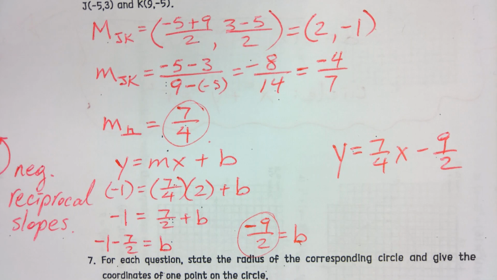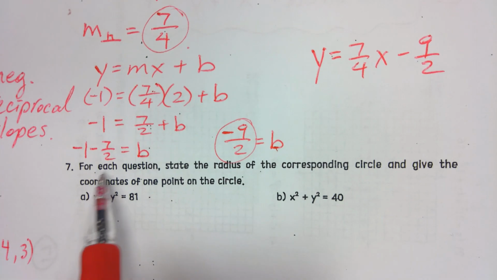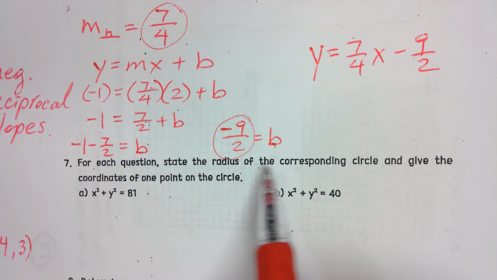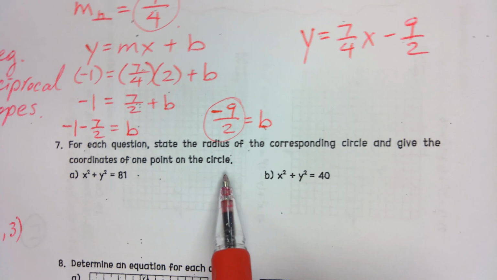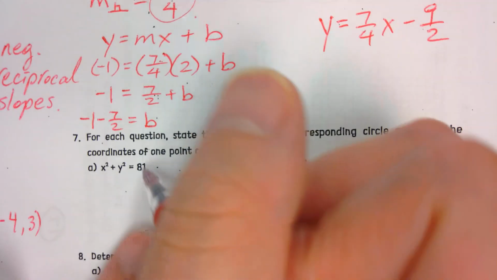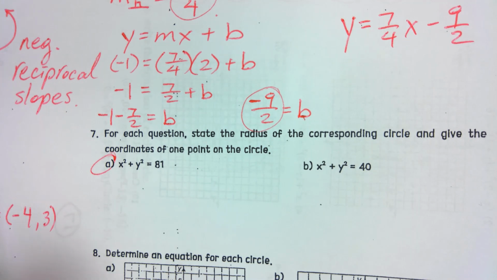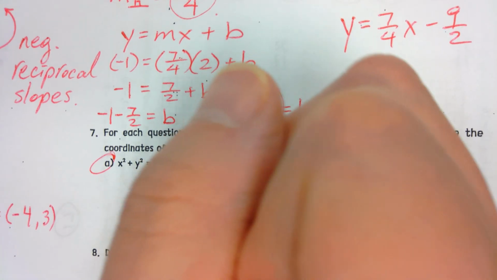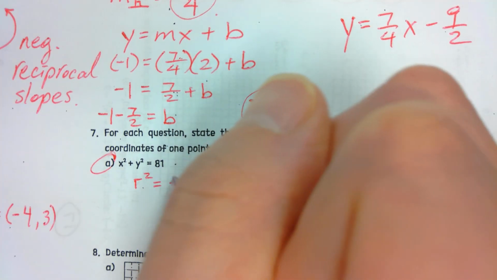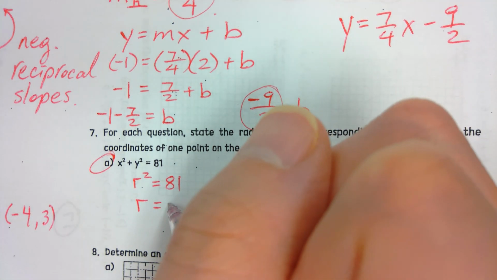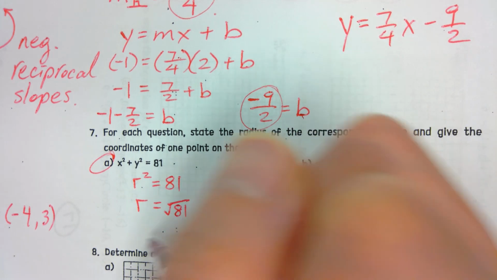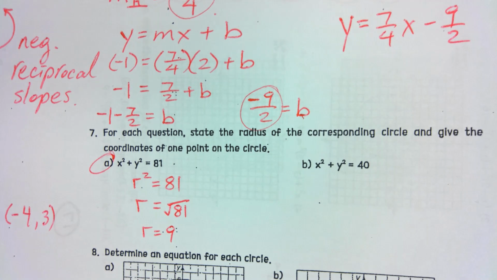I'll take up the rest of this first, and then at the end, I want to do the third type, which is altitude. Okay. For each question, take the radius of the corresponding circle and give the coordinate of 1 point on the circle. So let's say I do this one. So this is my equation. r squared equals 81. So r equals 9. Square root of 81, which is 9. So my radius is 9.